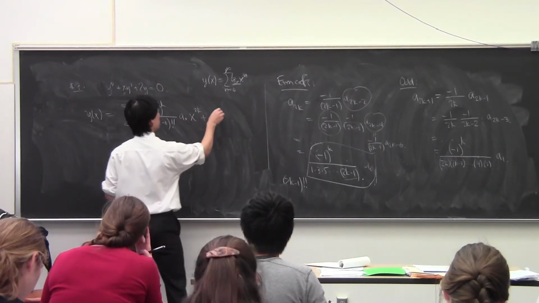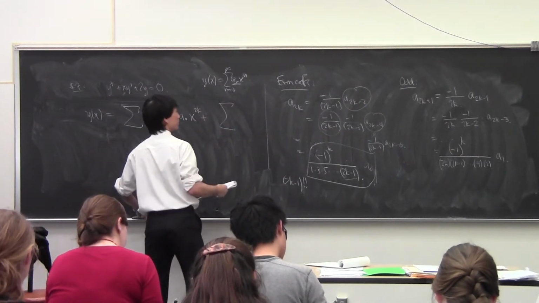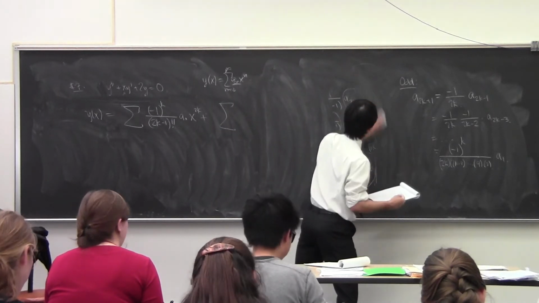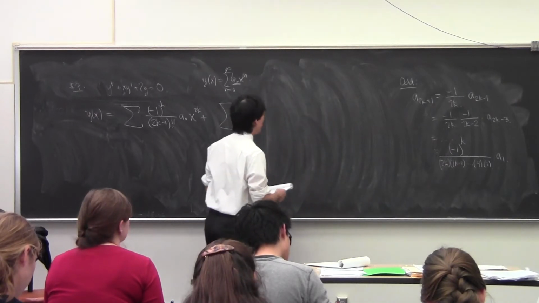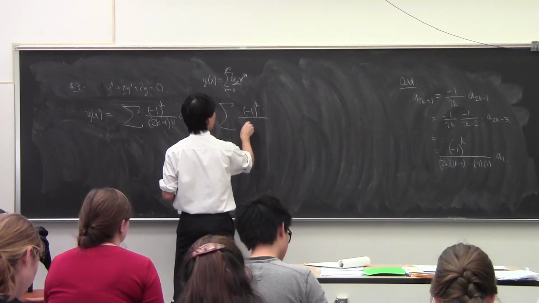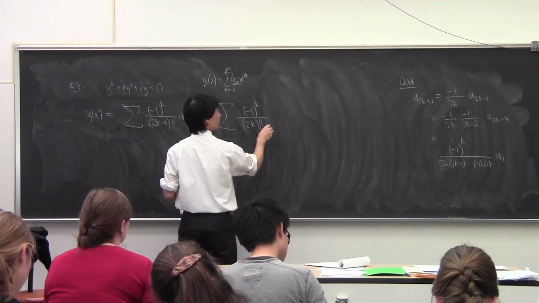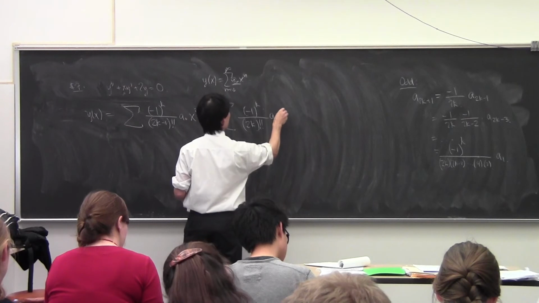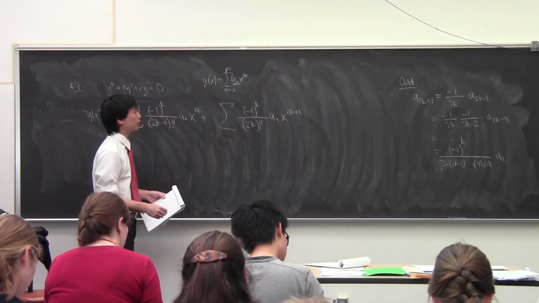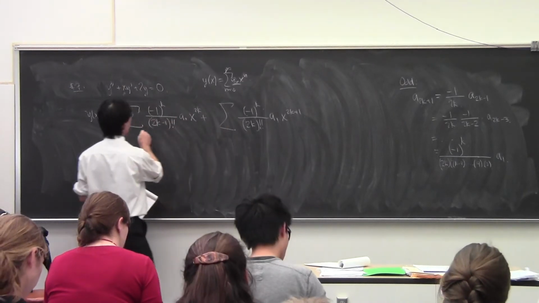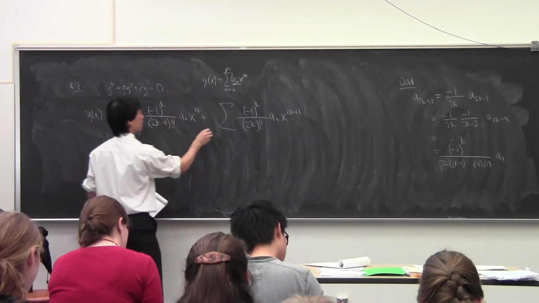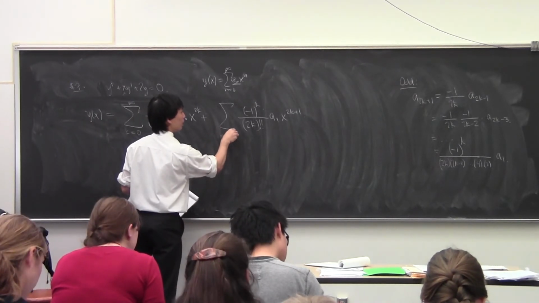Plus summation (-1)^k over 2k double bang a1 x to the 2k plus 1, because that was the coefficient for 2k plus 1. Here k is ranging from 0 to infinity, and here k is ranging from, again, 0 to infinity.